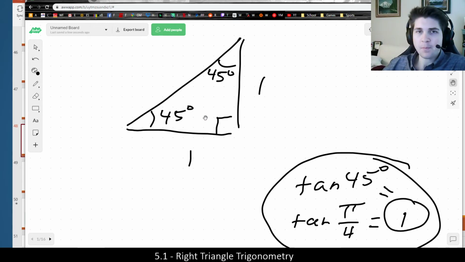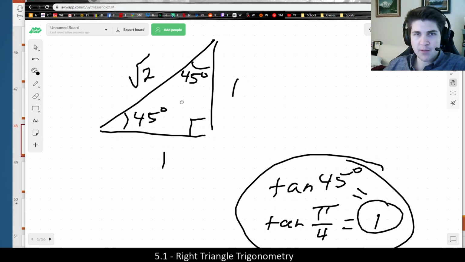Also, to find the third component, let's say I want to know the cosine or the sine of 45 degrees. The third side I could solve via the Pythagorean theorem, because a squared plus b squared is equal to c squared. So 1 plus 1 is 2, and c would be the square root of a squared plus b squared, which is the square root of 2. So the third side of this triangle must be rad 2.